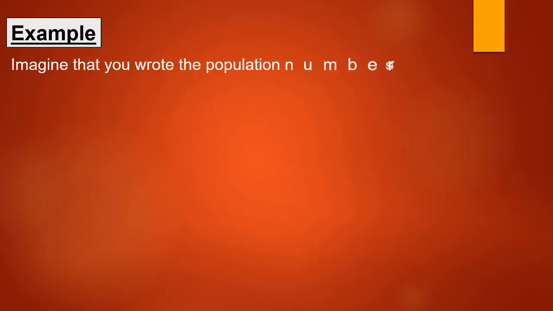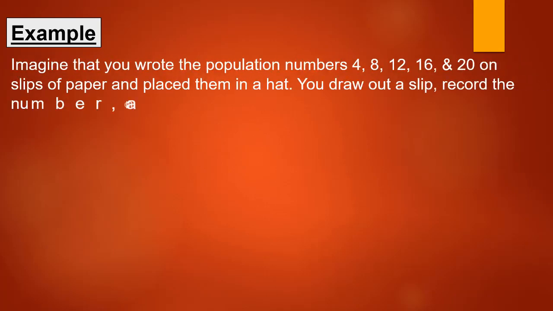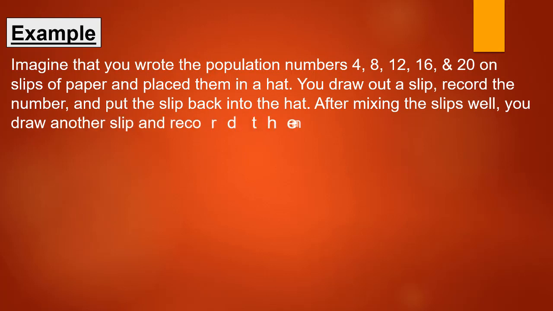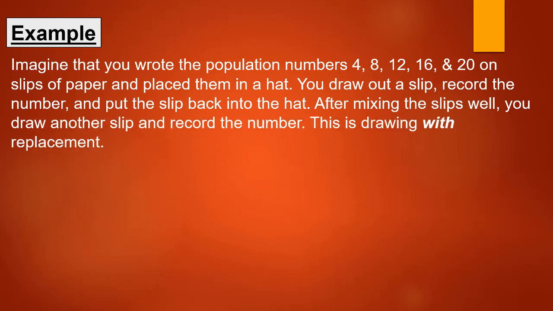So we've got an example here. Imagine that you wrote the numbers 4, 8, 12, 16, and 20 on slips of paper and placed them in a hat. Those 5 numbers make up your population. You draw out a slip, record the number, and put the slip back into the hat. After mixing the slips well, you draw another slip and record the number. This is drawing with replacement.